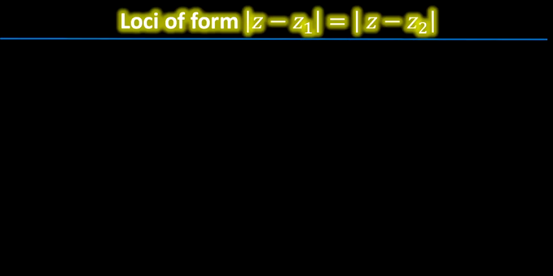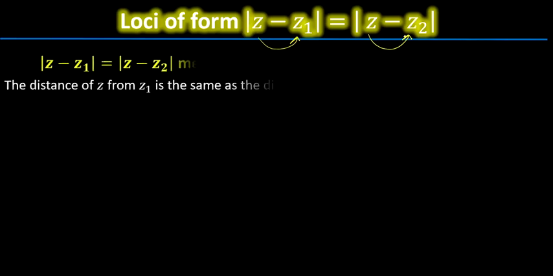More ideas. The second shape in your syllabus for these complex number drawings is |z - z1| = |z - z2|, meaning the distance of this unknown complex number from that known z1 and that known z2 are both equal. This is the meaning of that statement. You should understand.